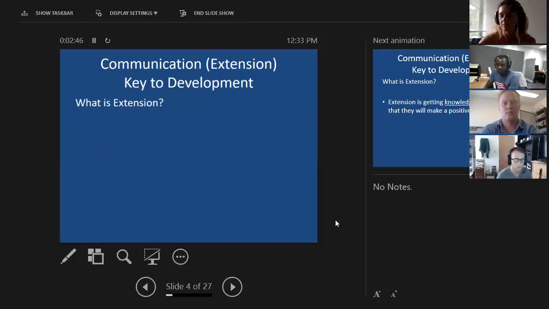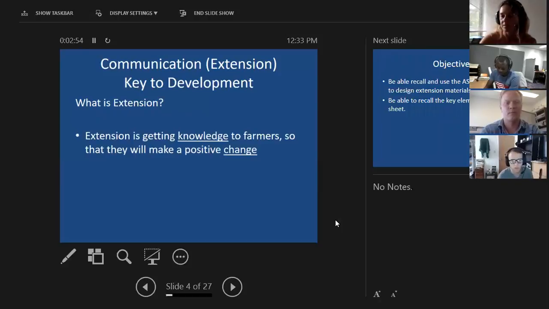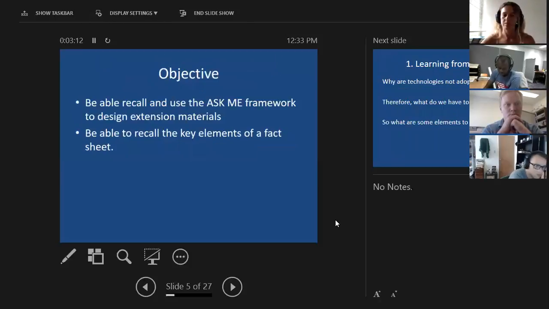So we're getting something to farmers so they can make a positive what? Change. Change, yeah, that's exactly it. So that's really what it's about. There is no single definition for extension, but this is the one I tend to operate off. It's about getting knowledge, and associated with that knowledge is going to be skills and resources, all the things you said. That knowledge will typically come from research, etc. So that's what we're trying to do. It's about a process of change.